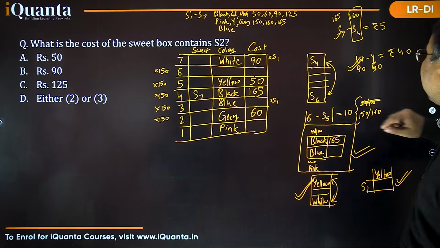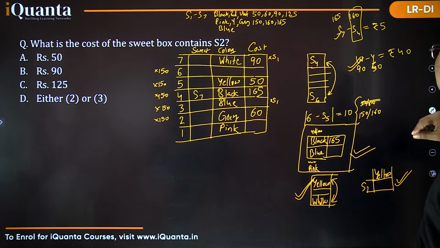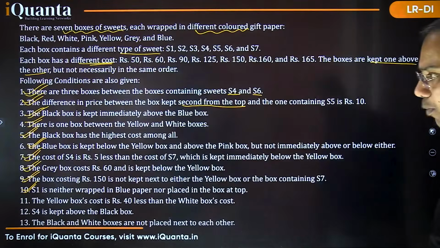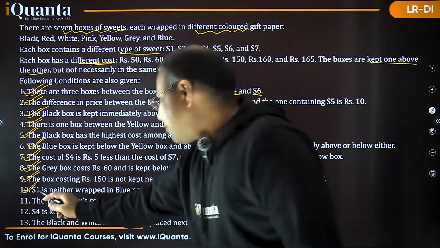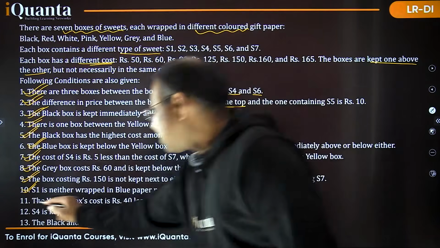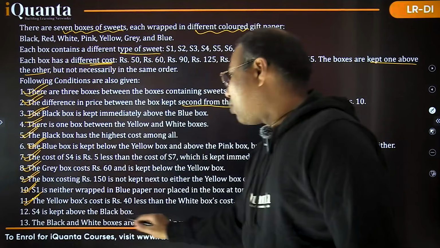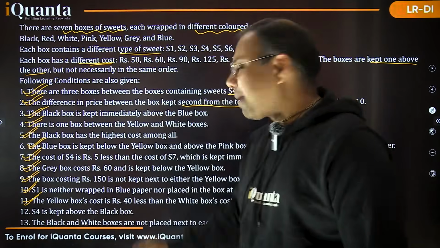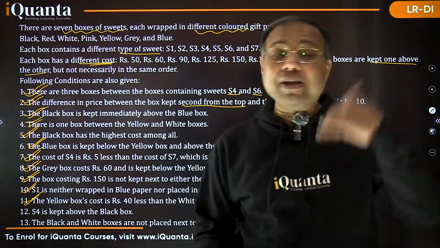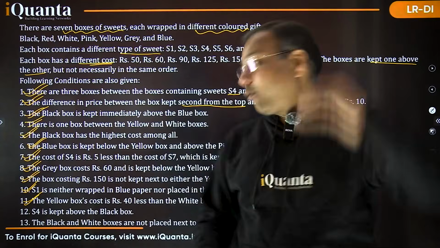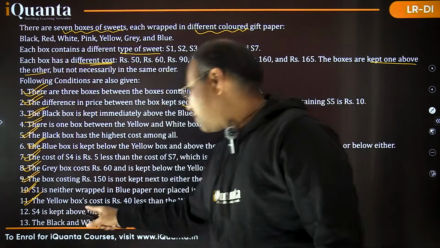Okay, let's move further. There are some more points remaining. So the 11th point, the yellow box, we have done. Now I'm on the 12th point. S4 is kept above the black box. Above doesn't mean immediate above. It can be at any place above this black box, right? So S4 is kept above black.